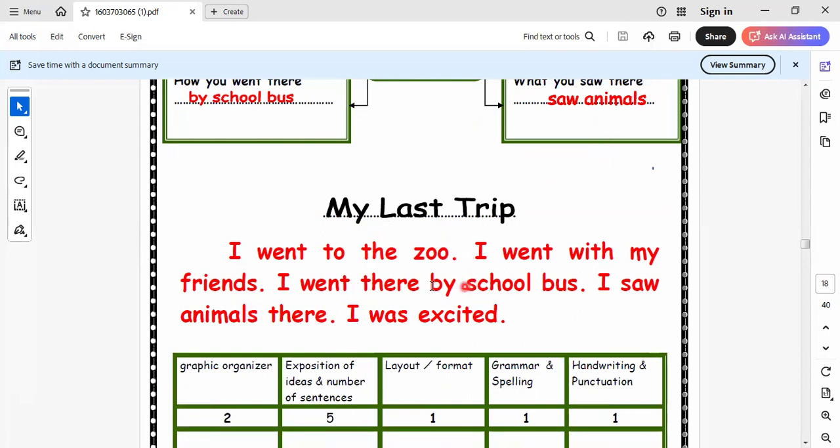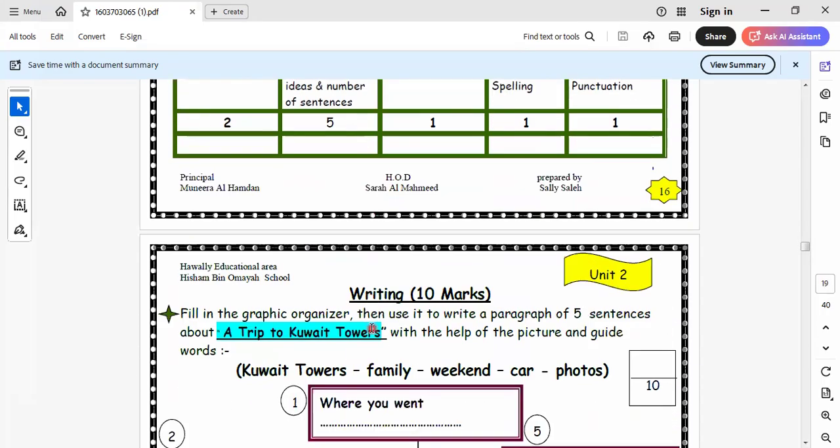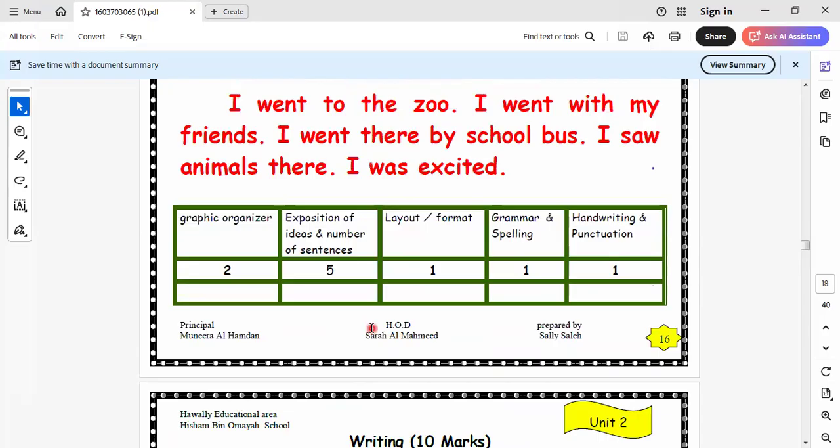My last trip, I went to the zoo. I went with my friends. I went there by bus. I saw animals there. I was excited. Okay, today I stop here in this part. Next class I will continue.